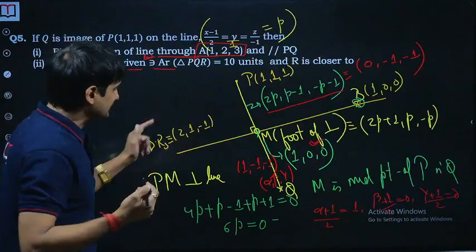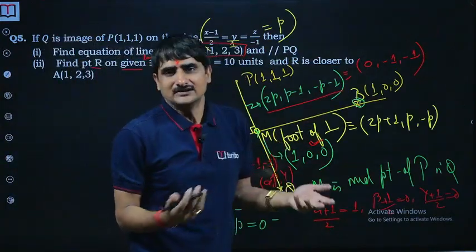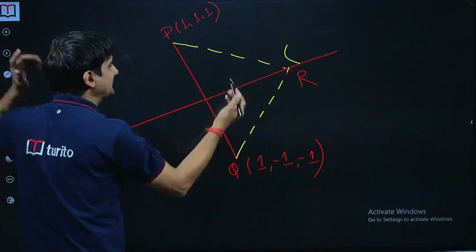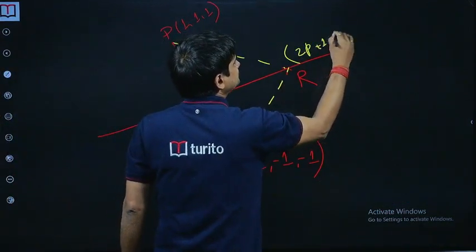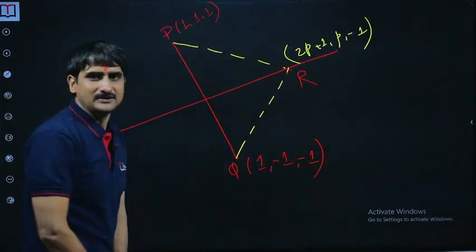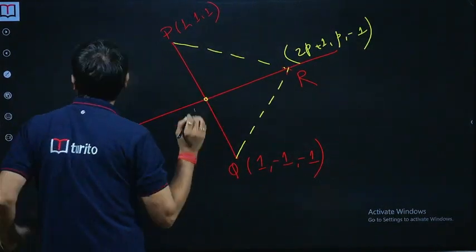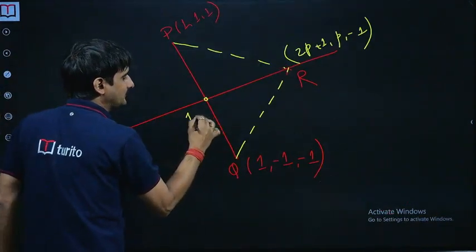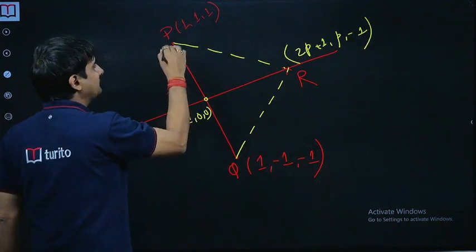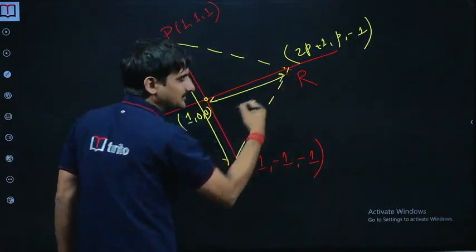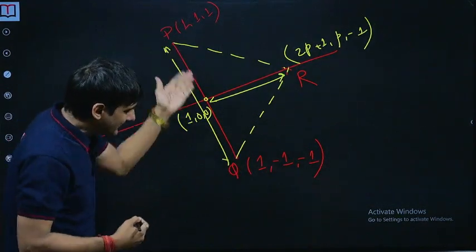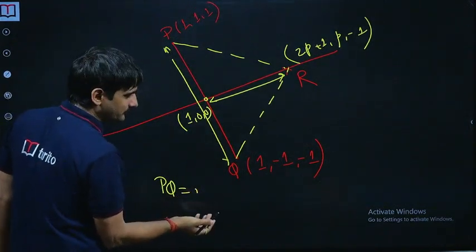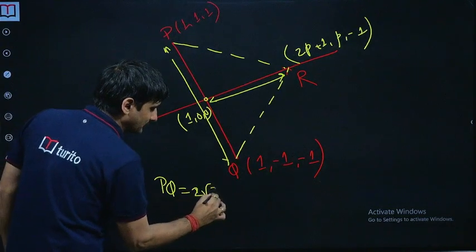Now again, since R is a point on the line, we can assume it in terms of p. So let us write it as 2p plus 1, p and minus p. Now this point we also know, it's 1, 0, 0. Area is half base into height. Now you have PQ. So PQ length is square root of x2 minus x1 whole square, so it's under root of 0 plus 4 plus 4. I think 2 root 2, if I'm not wrong.